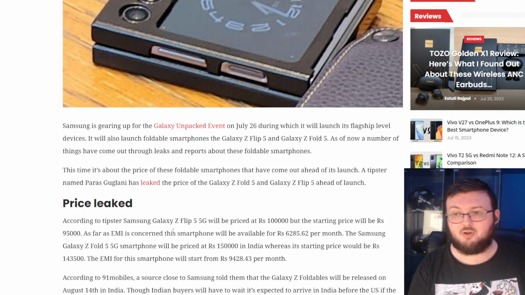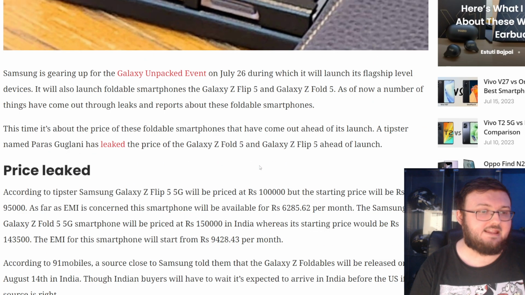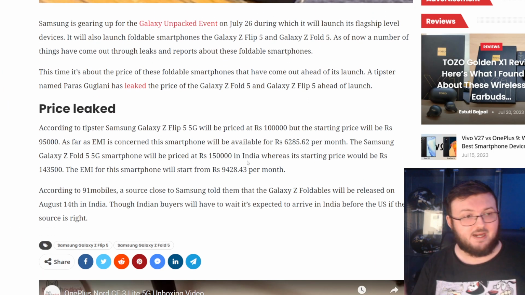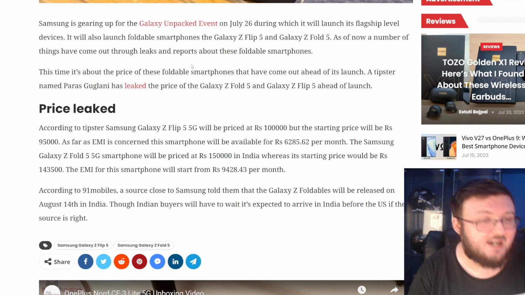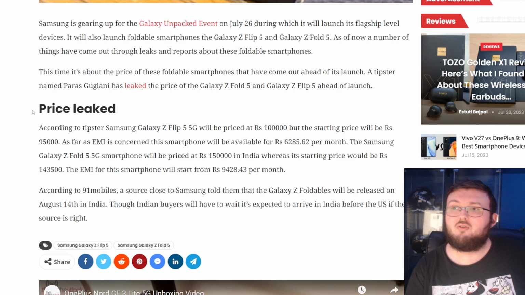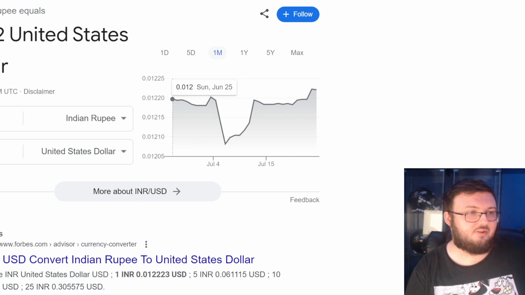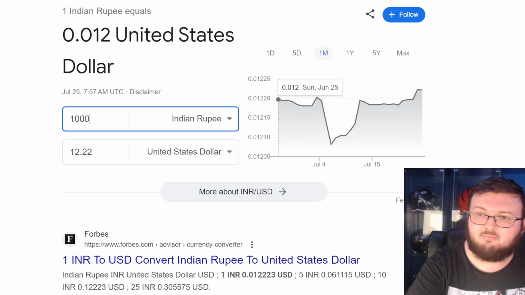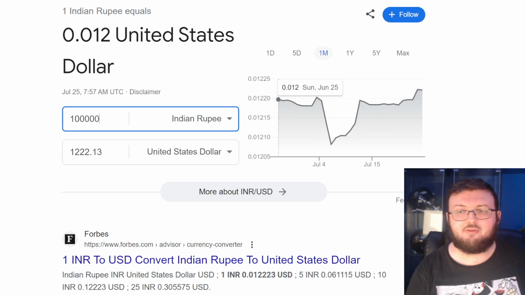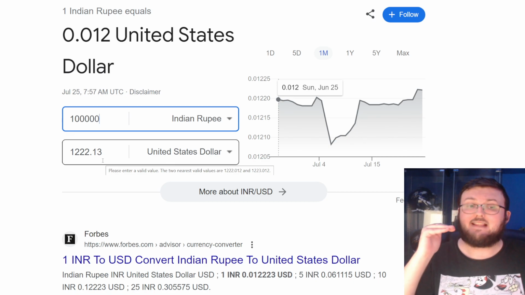So, for example, according to this article by techoutlook.com, they say that the Z Flip 5's price tag will be 100,000 Rs, which is the Indian rupee. If we do the conversion according to Google and put in 100,000, so let's do that, it equals $1,222. Now that's the top end model.